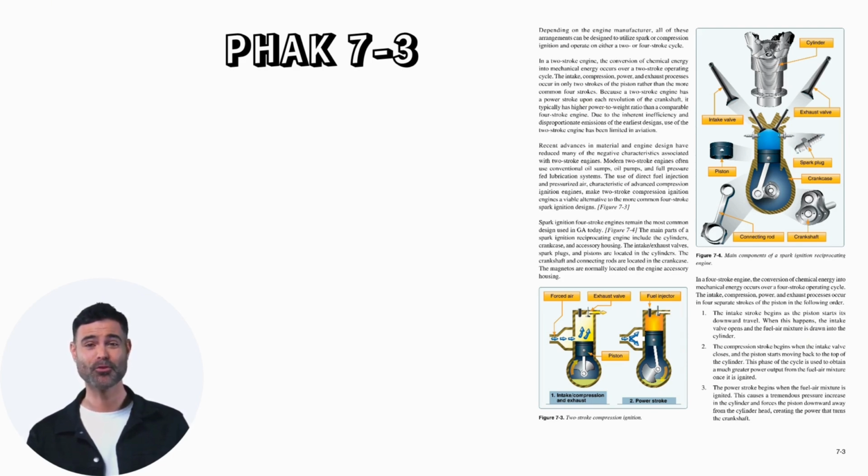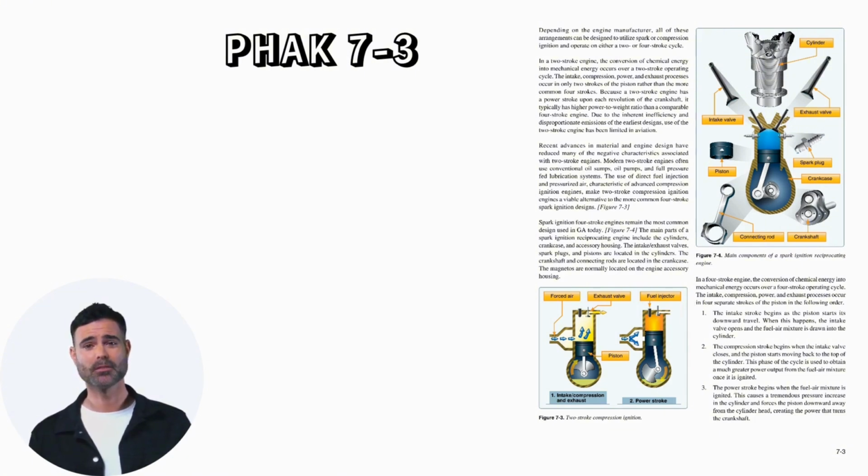The use of direct fuel injection and pressurized air, characteristic of advanced compression ignition engines, makes two-stroke compression ignition engines a viable alternative to the more common four-stroke spark ignition designs. Spark ignition four-stroke engines remain the most common design used in GA today.